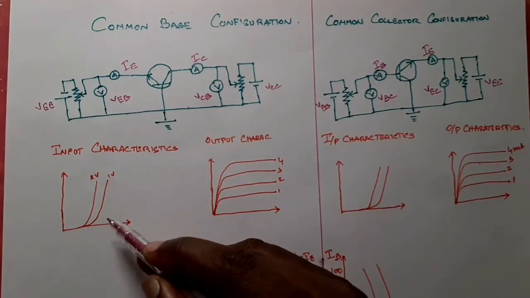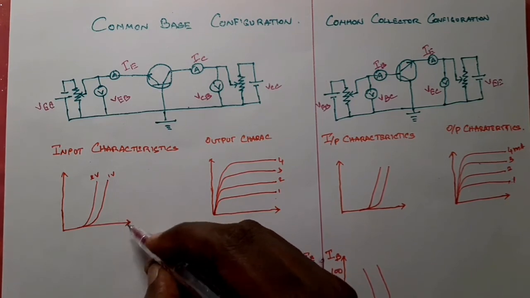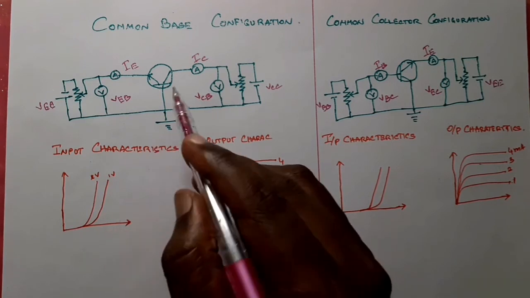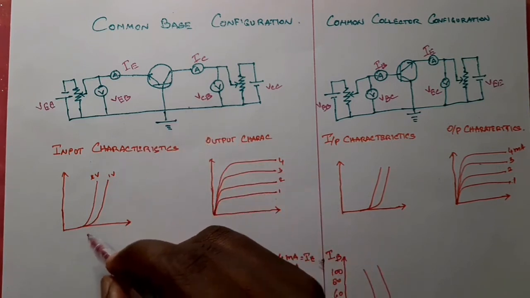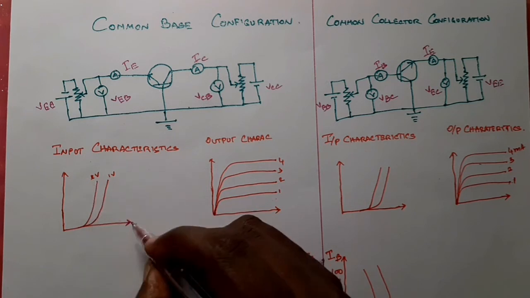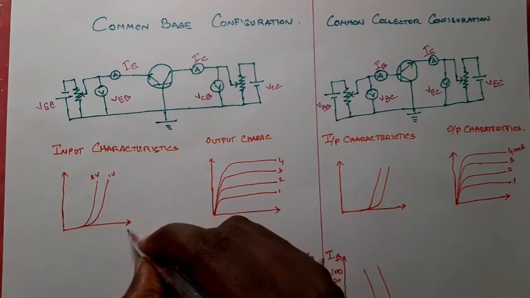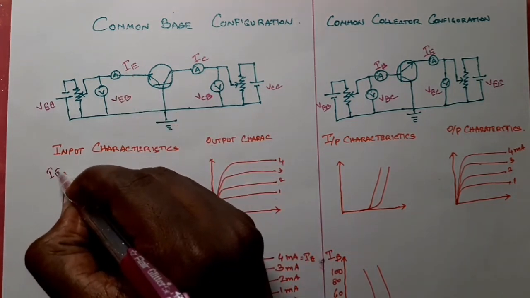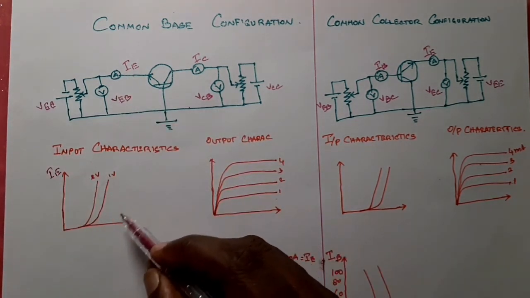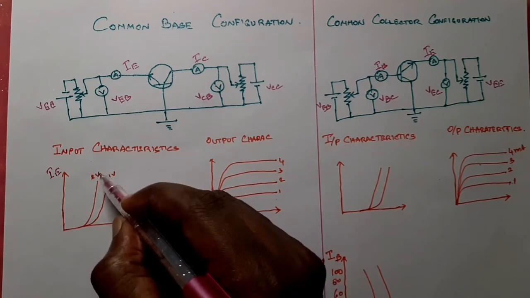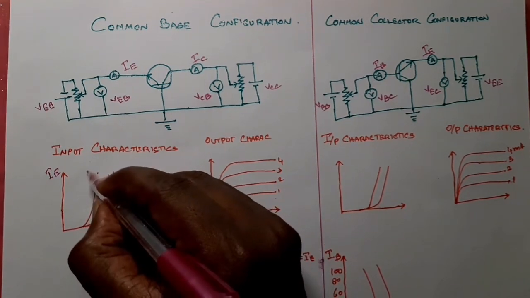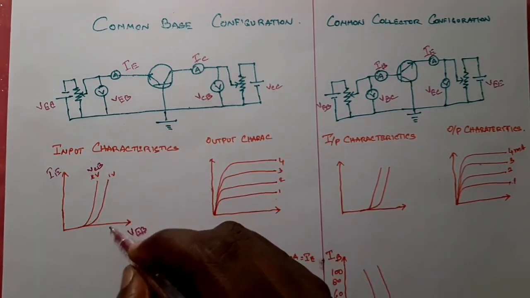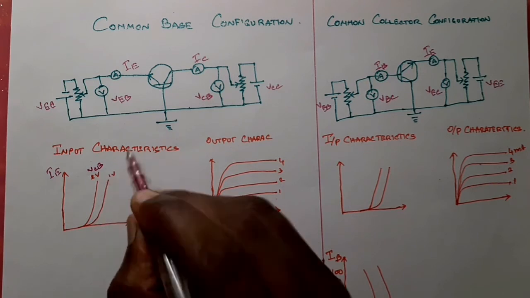Then you have to come to the input characteristics. How can you define the input characteristics of this common base configuration? Input characteristics is a graph between input voltage and input current. The input voltage is VEB and the input current is IE. Then we have to keep the output voltage constant. What is the output voltage here? VCB is the output voltage. So I am keeping the output voltage constant and doing the same operation.